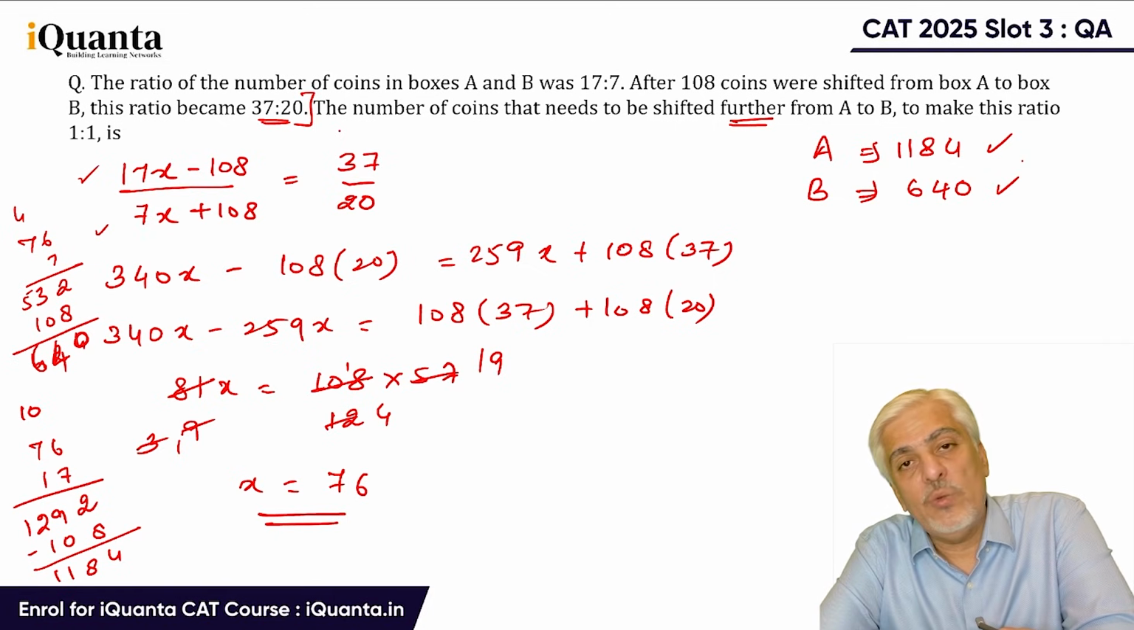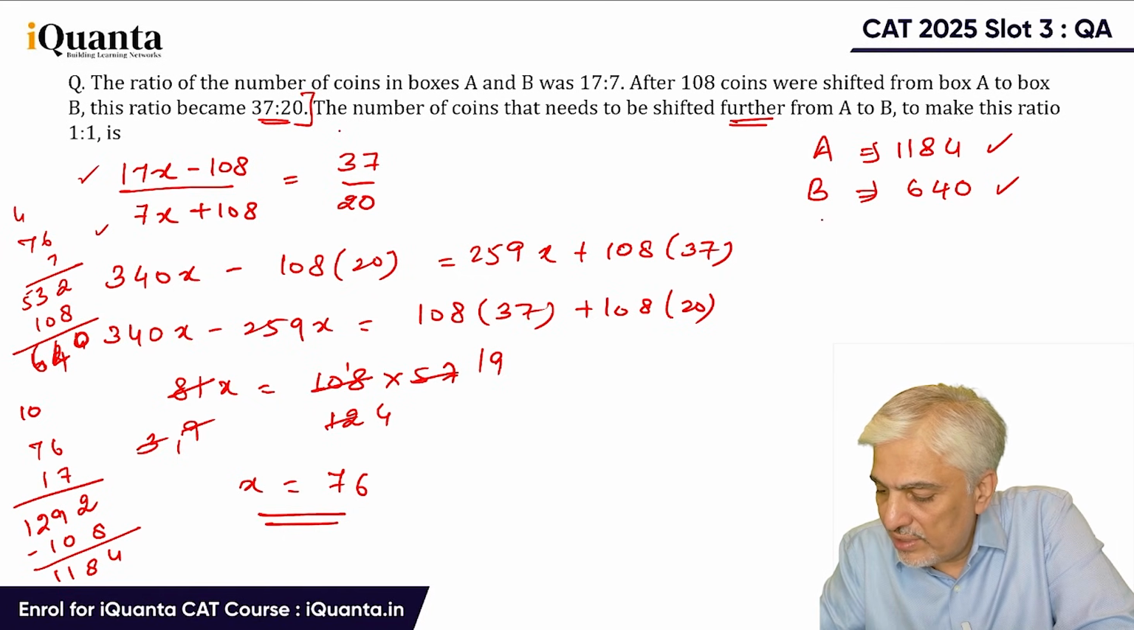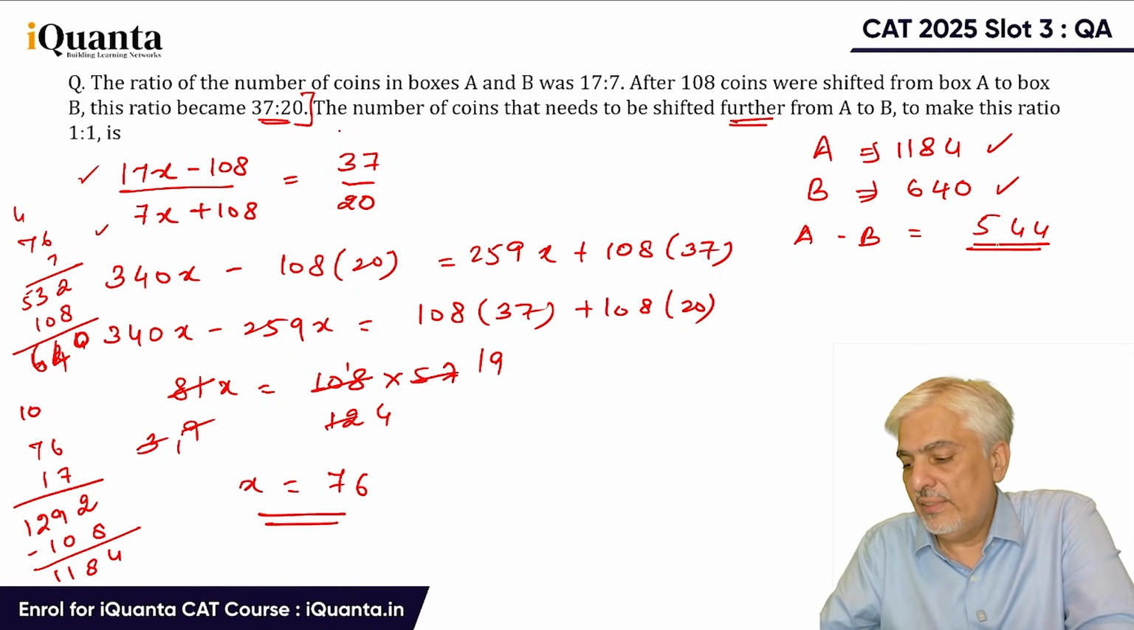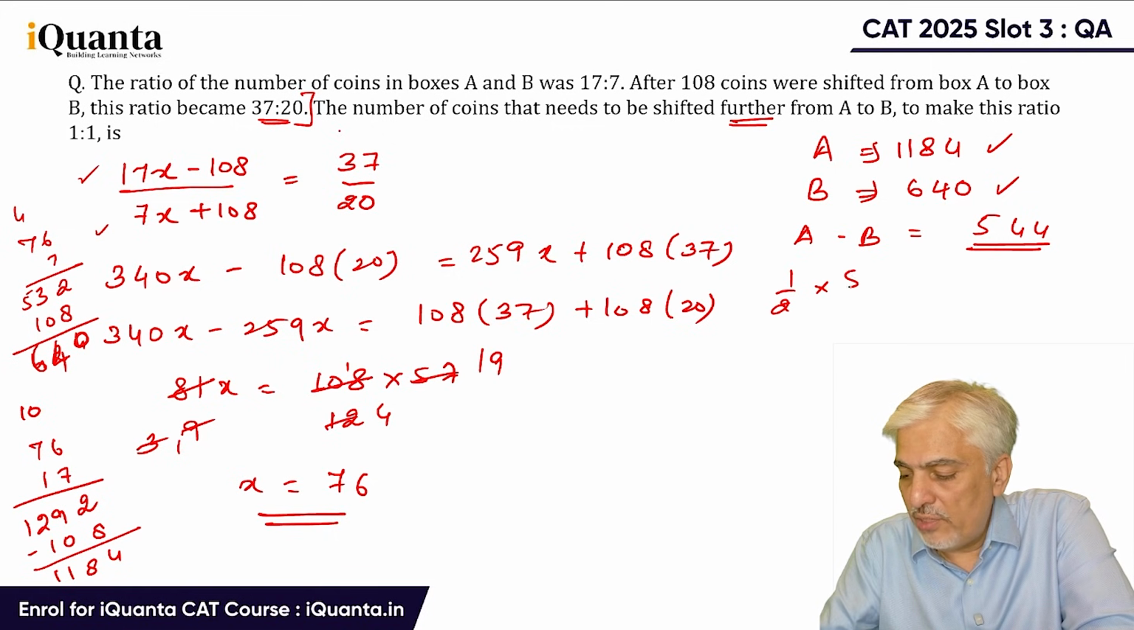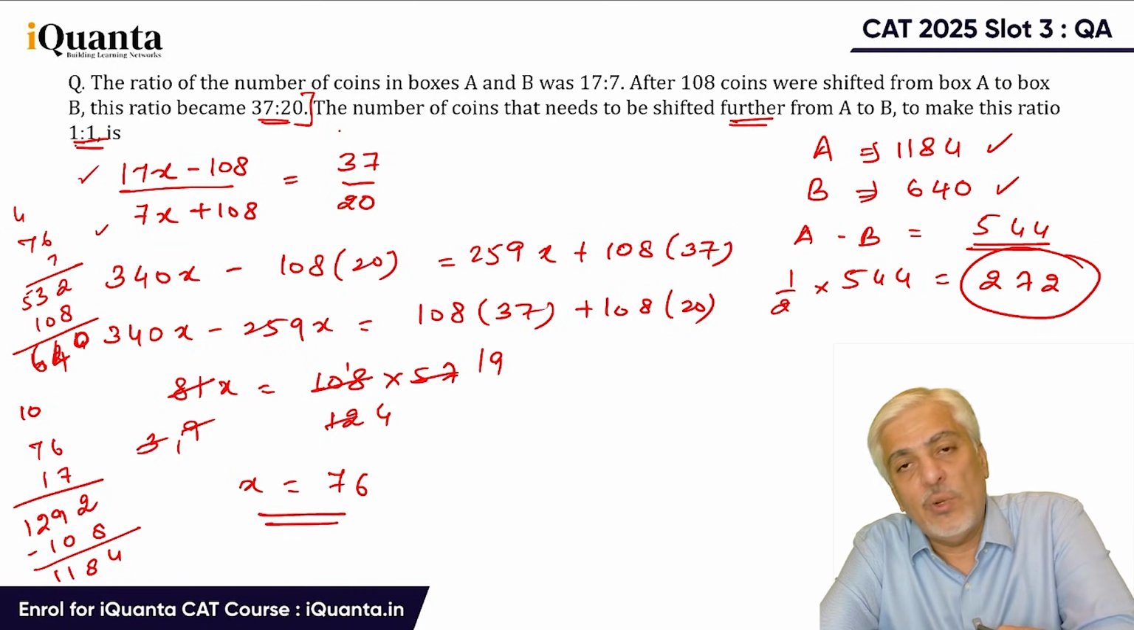How many more will I have to shift? Find the difference and make it half. Suppose I have 10 coins and you have 20 coins, you don't have to give me 10 coins, you have to just give me 5. That is difference and half. So let's find the difference. Difference will be 544. Half of that will be 272. So if I shift 272 coins, both of them will have an equal number, 1:1.